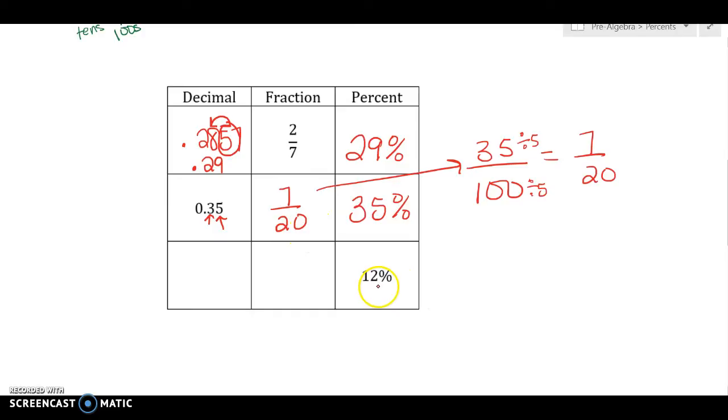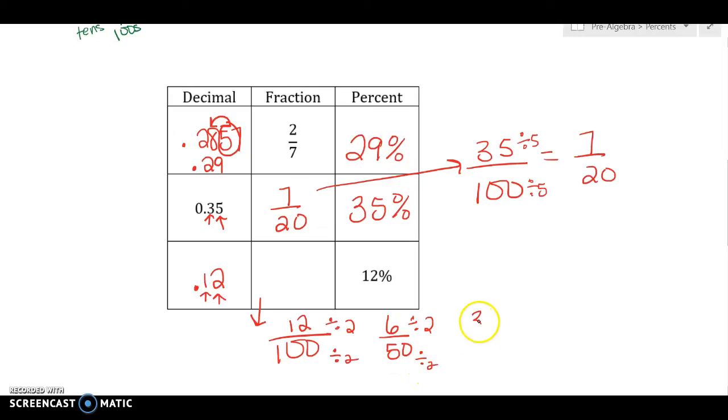Last one, 12%. Well, 12% is written as 12 cents. And so again, I have to give myself some space. It's going to be 12 over, there's the tens, there's the hundreds, over 100. So I'm going to divide by 2. And I get 6 over 50. And I've got to divide by 2 again. And I get 3 over 25.